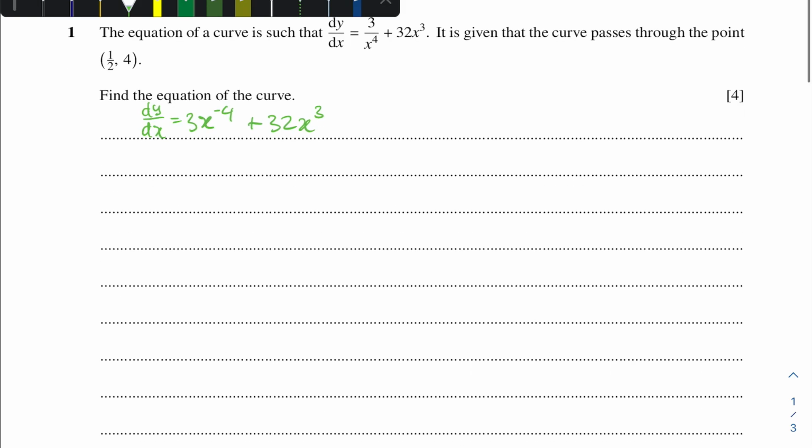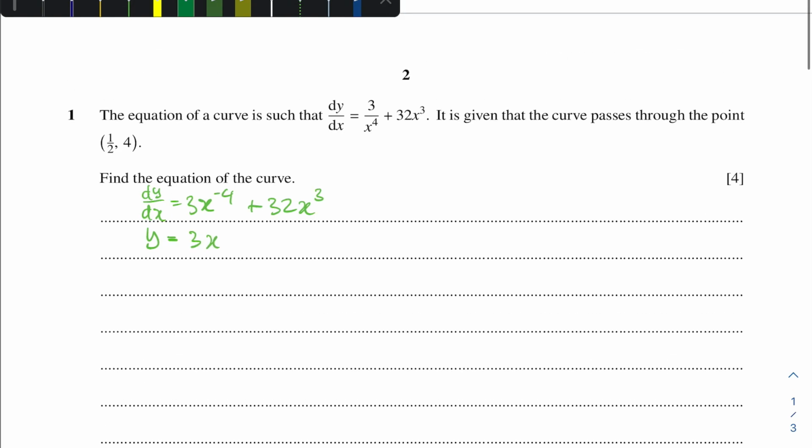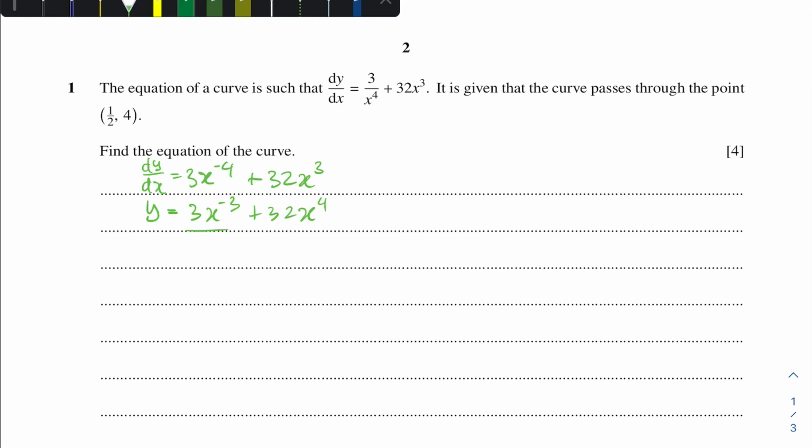So let's recalculate it. y equals 3x, and then to integrate it, we simply add 1 to the power, so negative 4 plus 1 is negative 3. Plus 32x, and then the power 3 added by 1 is 4. So it's going to be divided by the power, which is negative 3.